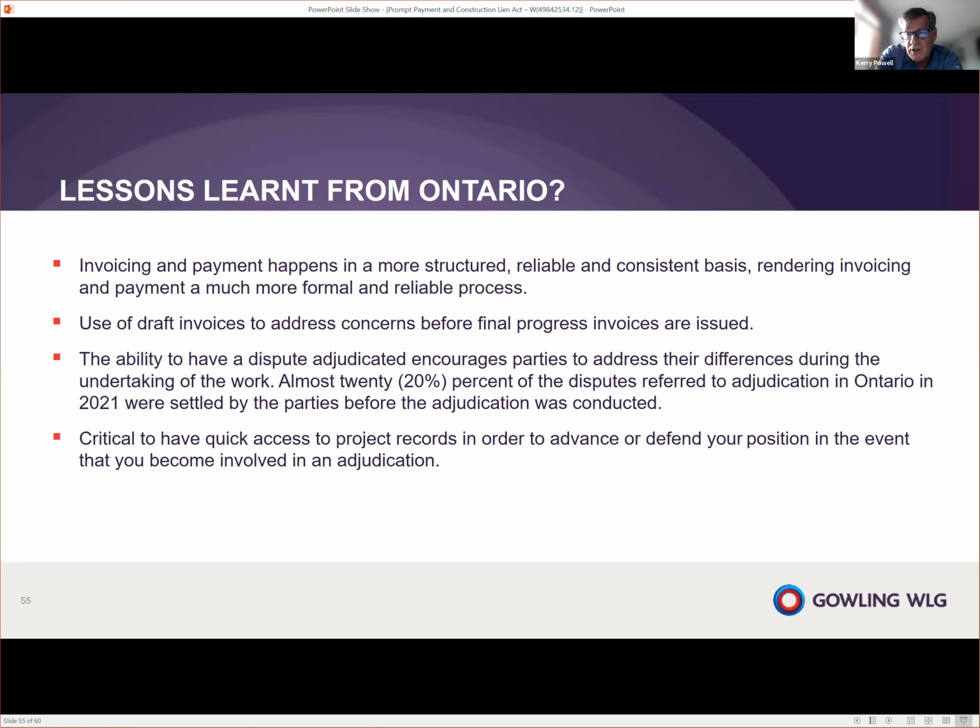As Jordan has emphasized, quick access to your project's records is critical to be able to respond to or initiate an adjudication process.